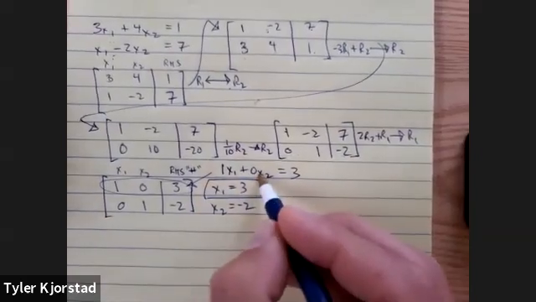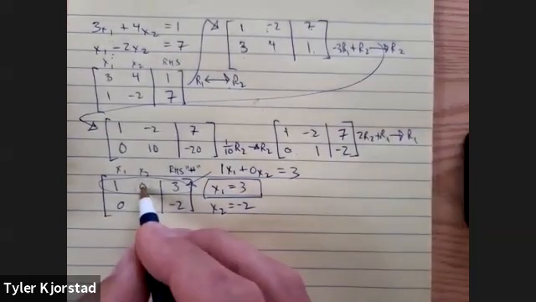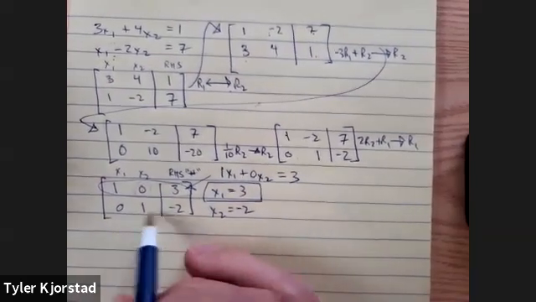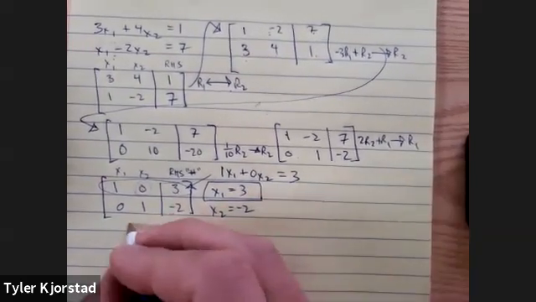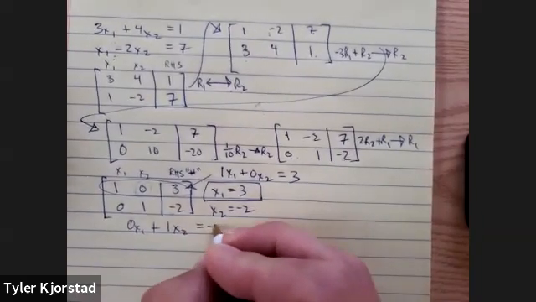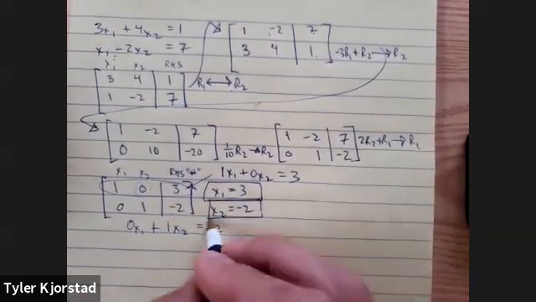There's no reason to write that, but I want to make sure you understand that 0 is technically a coefficient in front of x sub 2. The same thing goes down here, where you'd have 0x sub 1 plus 1 times x sub 2 is equal to negative 2. But I still just write it that way.